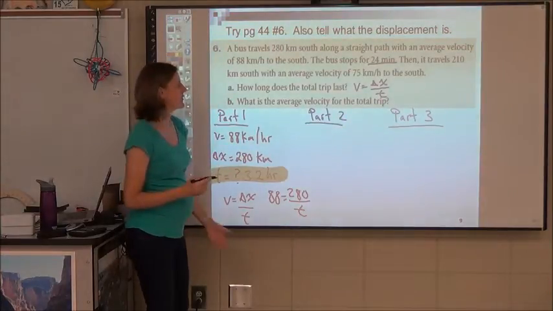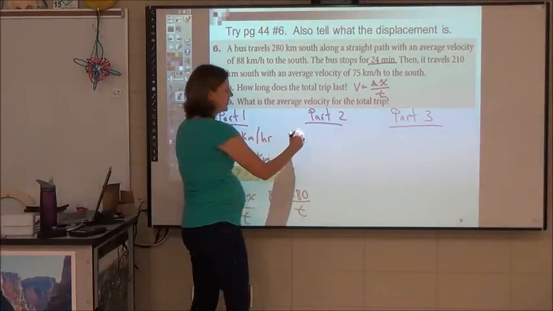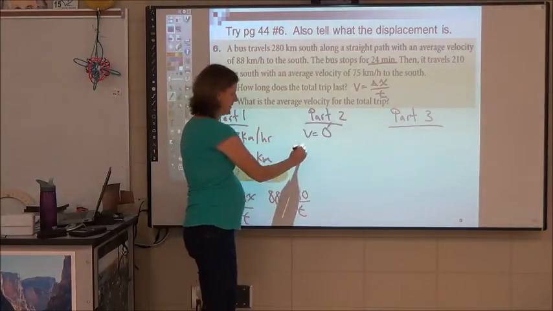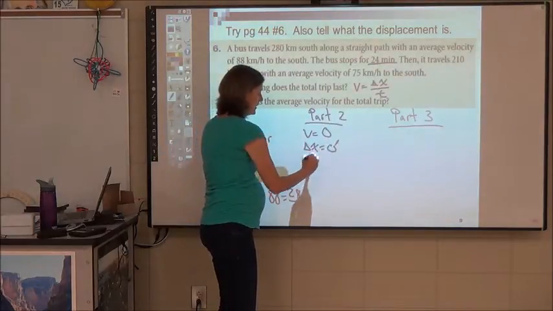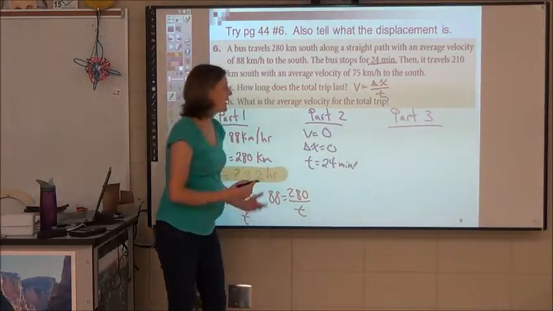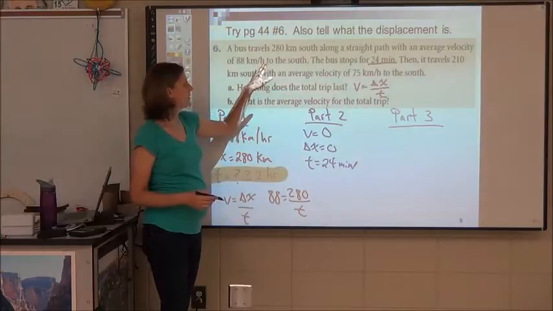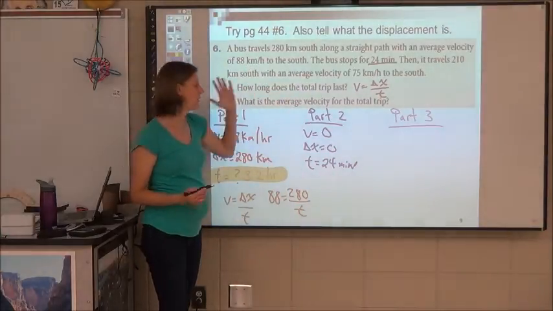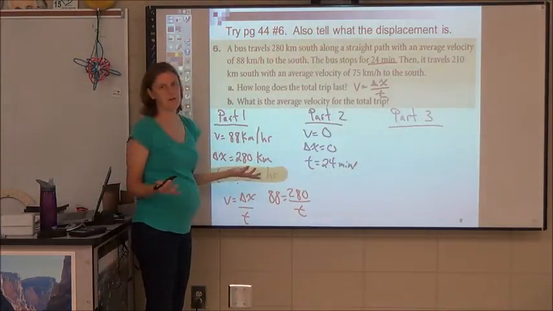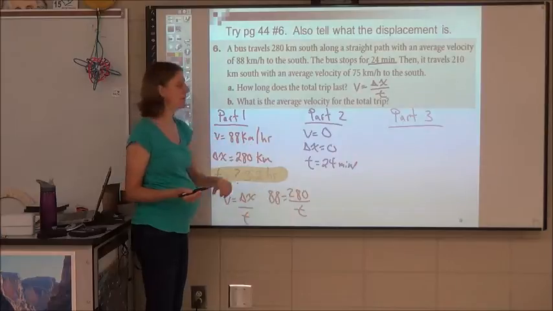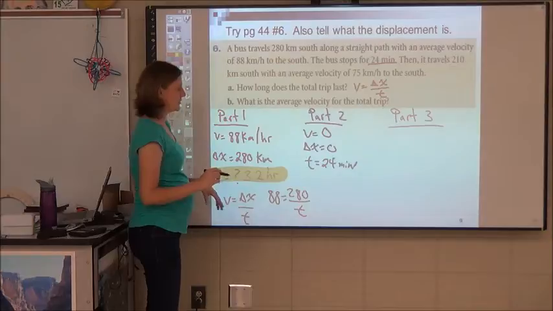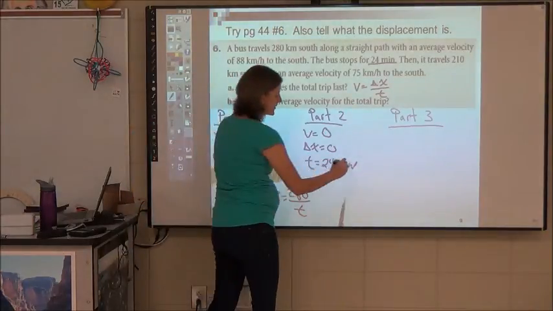All right, part 2 of the trip. It says the bus stops. So I automatically know velocity was nothing, displacement was nothing, and the time it does give me is 24 minutes. But since these other values are based off of something per hour, it might make sense to change the one that's in minutes. And you can even change this all in seconds. It does not specify in the problem what unit I have to use. But I'm going to make my life a little easier and get rid of the minutes and make hours.